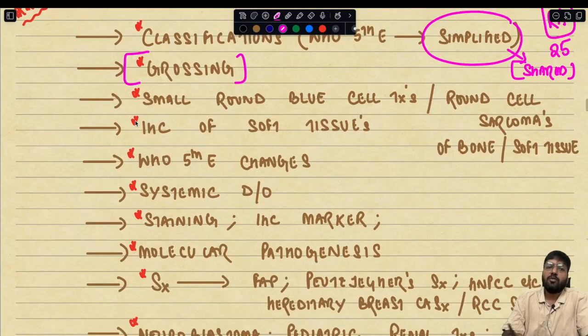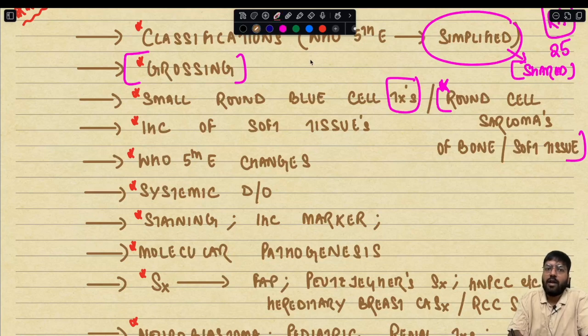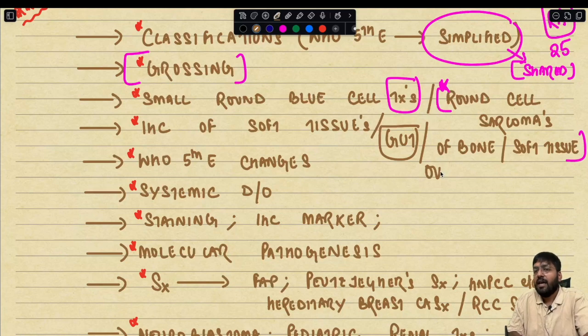Then a very commonly asked question is small round blue cell tumors. Small round blue cell tumors are very commonly asked, and what I have added this year is that round cell sarcomas of the bone or soft tissue are also asked in the exam. Then you have your IHC of soft tissues. Discuss immunohistochemistry of soft tissues is very commonly asked. They might ask you about the IHC of the genitourinary system or IHC pertaining to the female genital tract, especially the ovaries. They might ask you in detail.